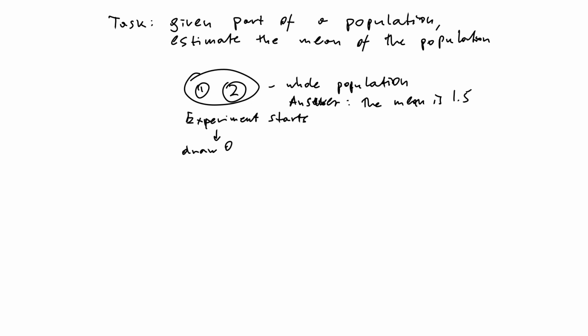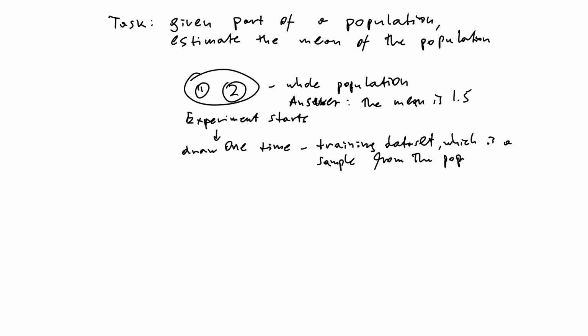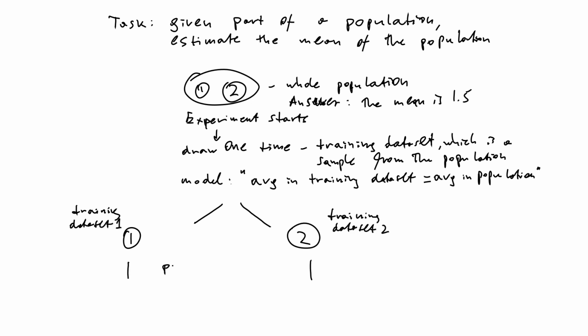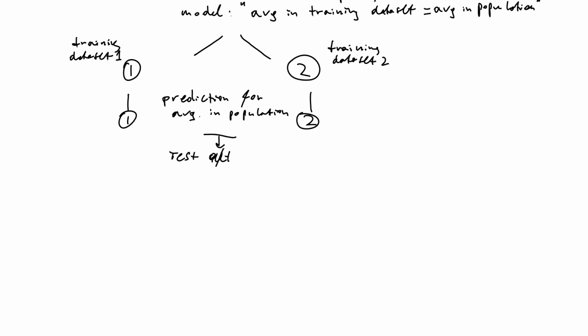We start the experiment, so we get training data sets. We draw only one time. This is the first training data set. It's a sample of the population. Our model for the average is the average in the training data set is the average in the population. So we can draw 1 or 2 as possible data sets with 50% probability. Our prediction according to the model for the average in the population is 1 and 2 respectively.